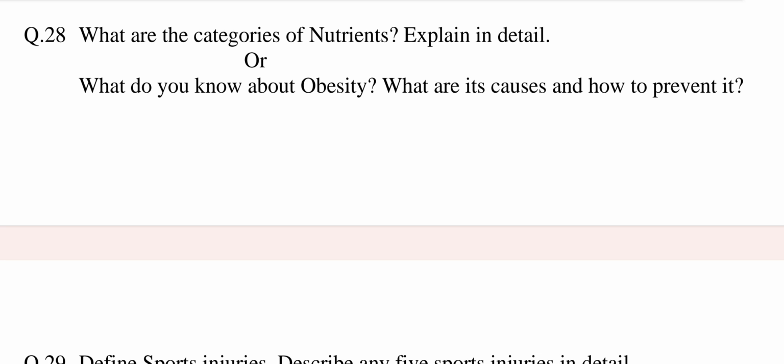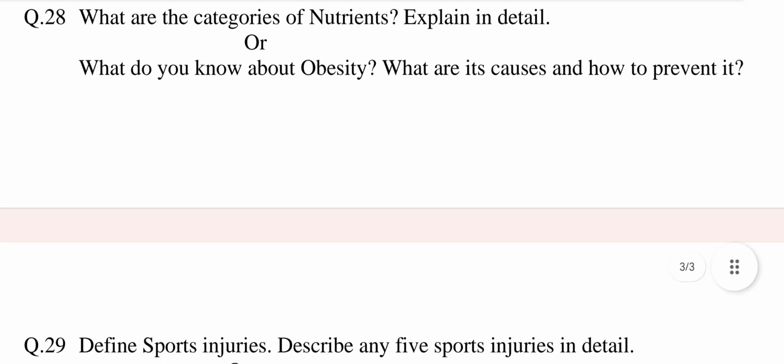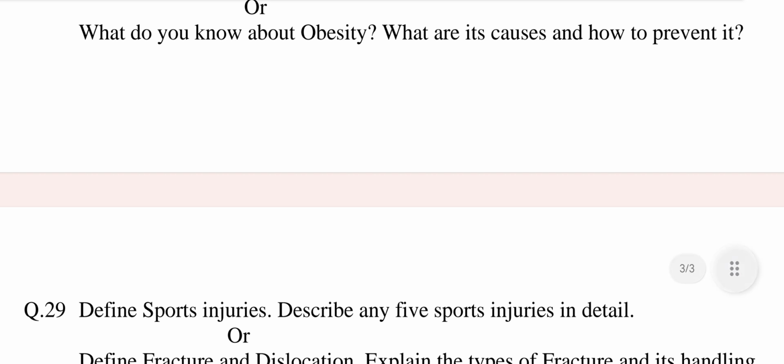Or, what do you know about obesity? What are its causes and how to prevent it? This question is selected from chapter number 9, Diet and its Importance in Physical Development. The answer may be introduction of obesity. It is a nutritional disorder whereby a person becomes bulky and overweight due to the excess of fats in the body. A person having obesity is called obese or fat.